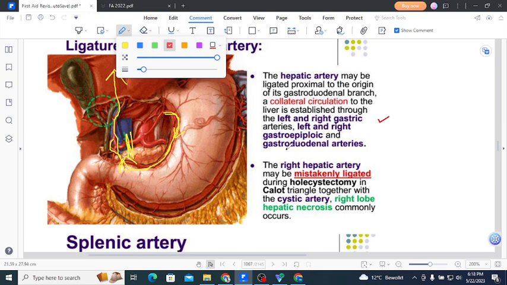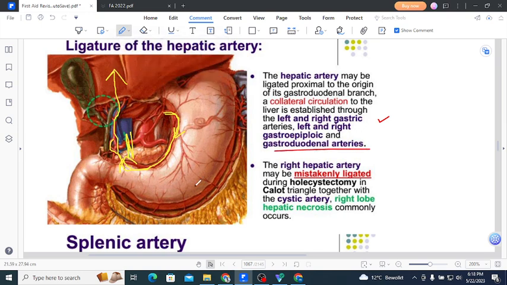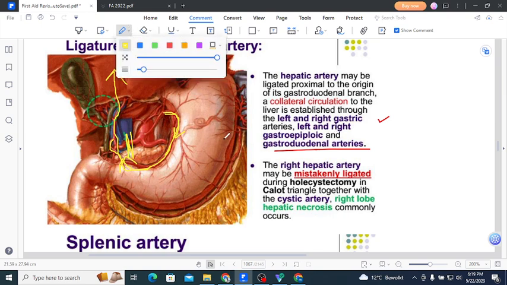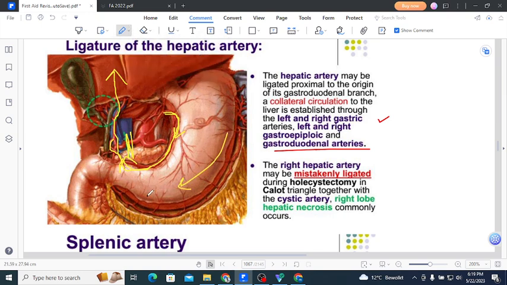And there are the left and right gastroepiploic arteries and the gastroduodenal artery. The gastroepiploic arteries can also give rise to collateral circulation. This is the gastroepiploic artery. The left gastroepiploic artery will shunt the blood into the right gastroepiploic artery, that will go distal to the obstruction and then to the liver.